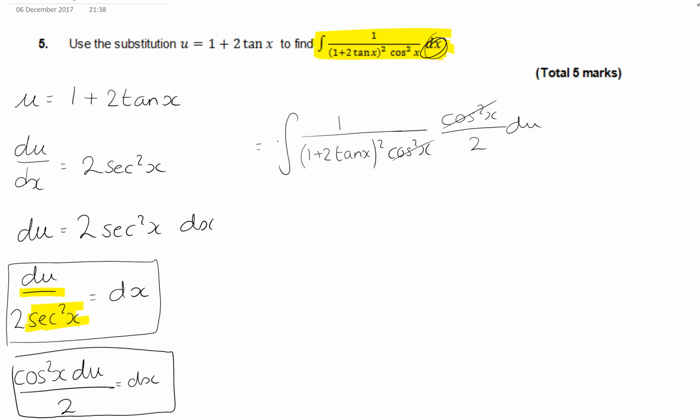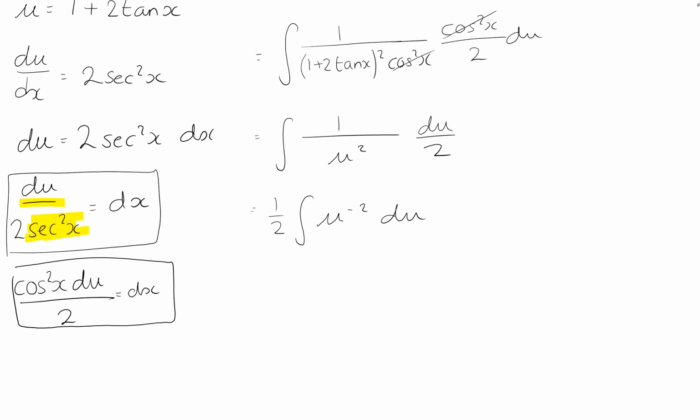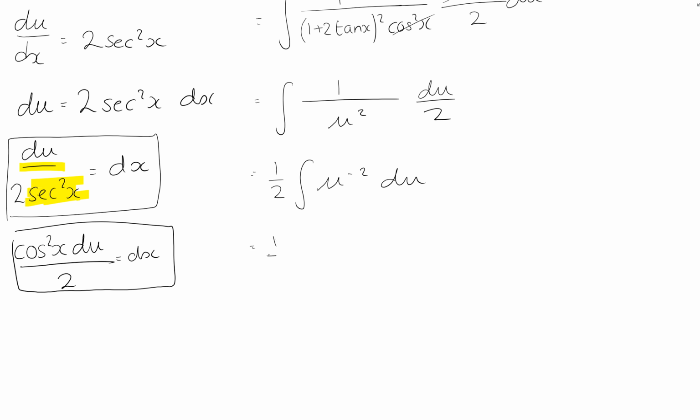If you haven't got to the point where the cos's cancel, then you're looking at this thinking it's a real tricky question. So I'm now integrating 1 over, and fortunately this is just u squared, times du over 2. Depending on what you want to do, I'm going to take the half out the front, and rewrite that as u to the minus 2. Now I've got a very simple integration.